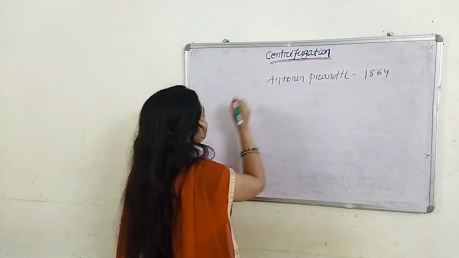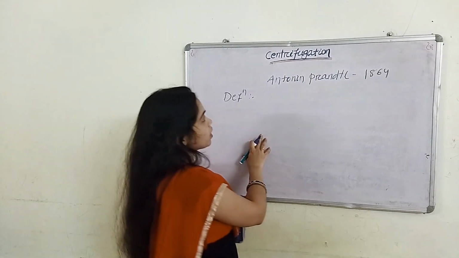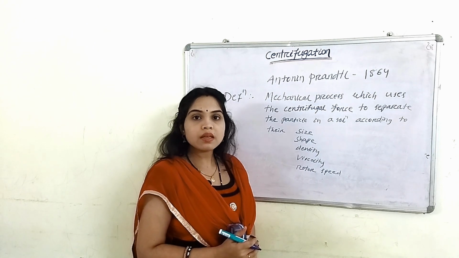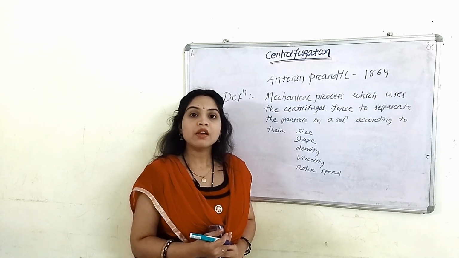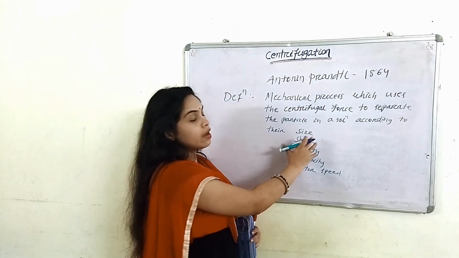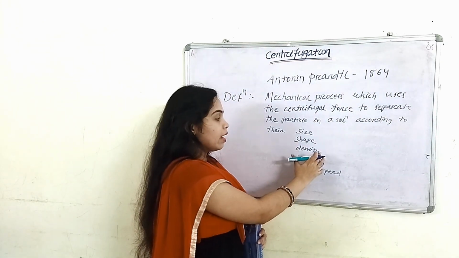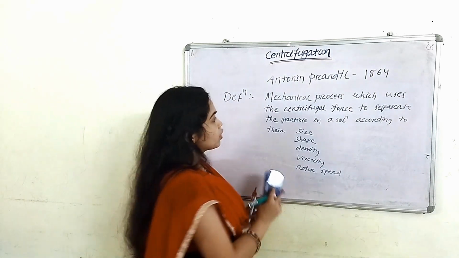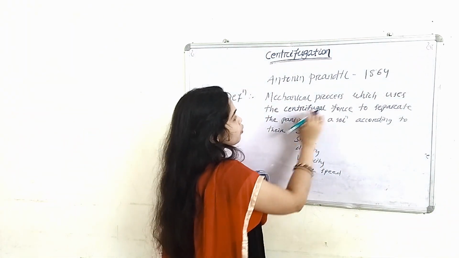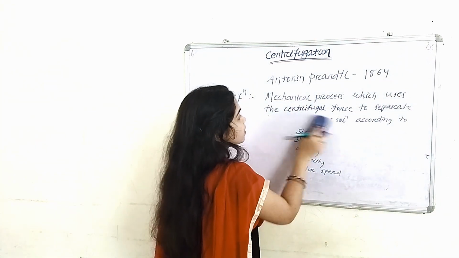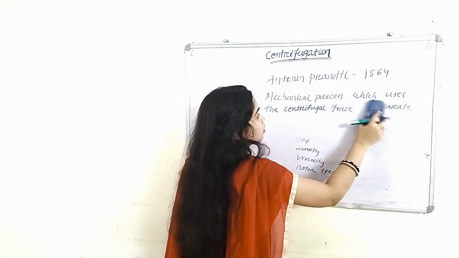So, the centrifugation definition is: this is a mechanical process which uses centrifugal force to separate particles in a solution according to their size, shape, density, viscosity and rotor speed. So, this process uses centrifugal force. So, what is centrifugal force?